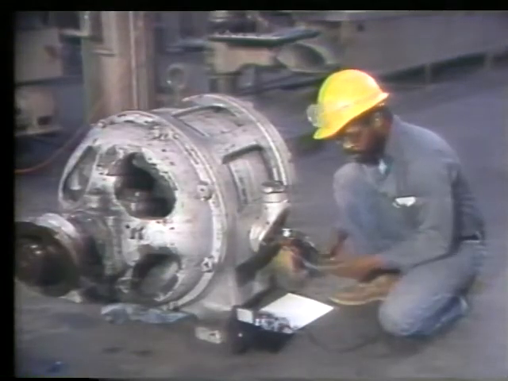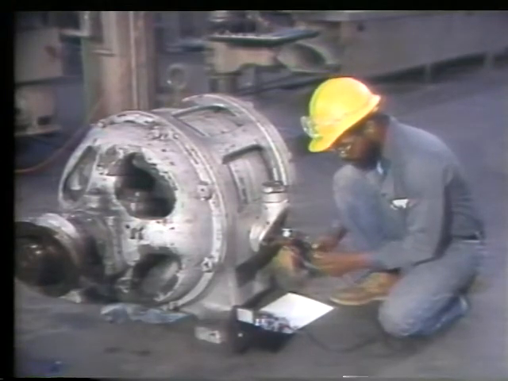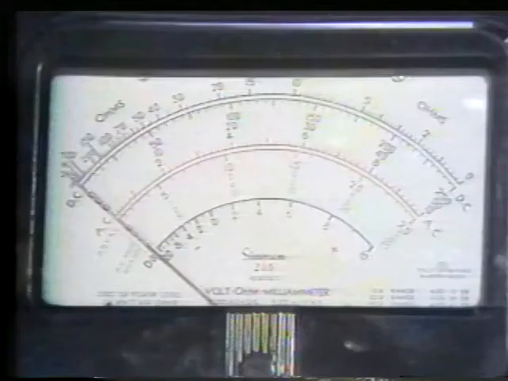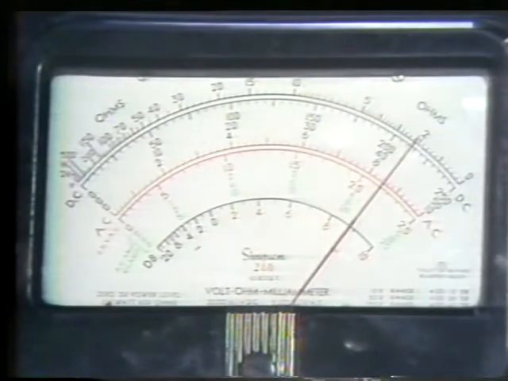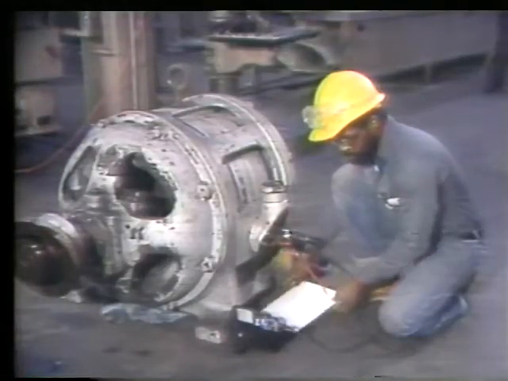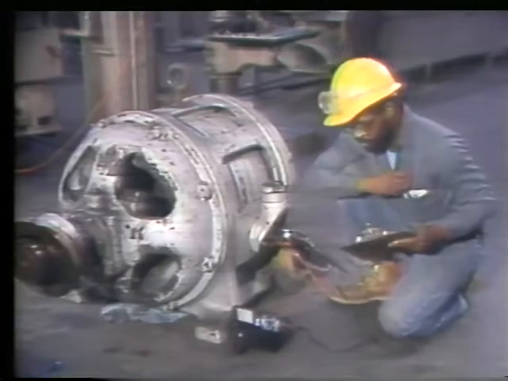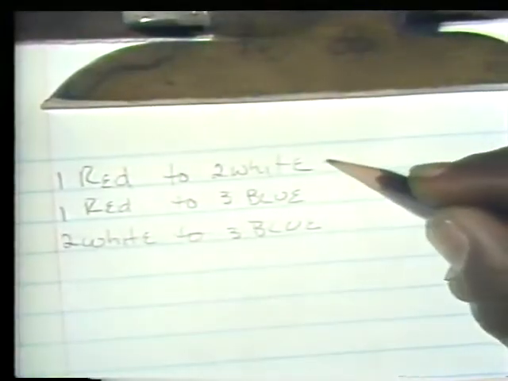Now let's test a delta wound motor. Connect the multimeter to lead 1 and lead 2 and take a reading. Then write the reading down for later reference.